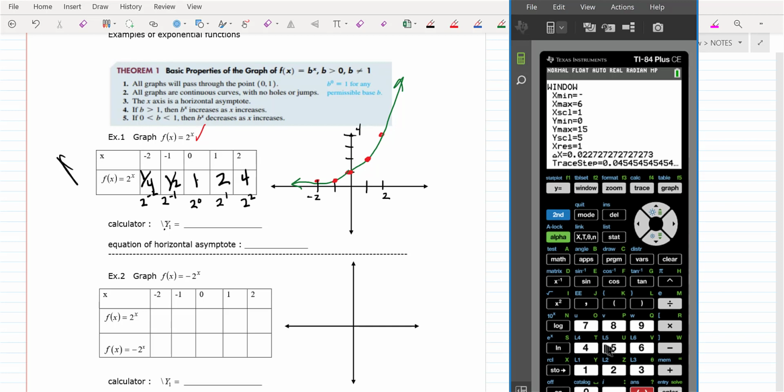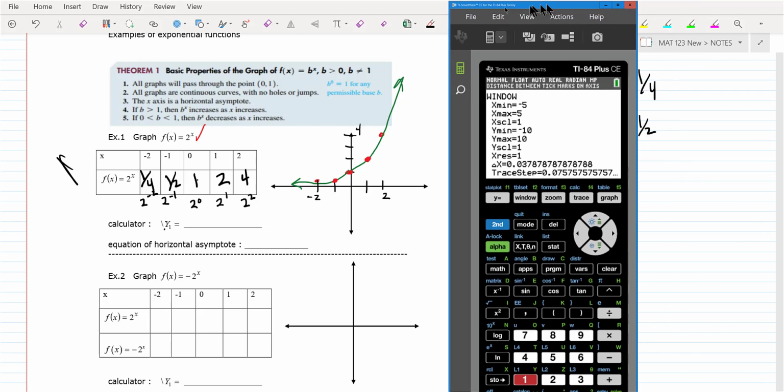I'll tell you what to do on this. Let's go -5 to 5. I'm just picking some numbers on this. And let's go for y minimum, let's go like -10 to 10. And then maybe scale that by 1. Okay, and then we can graph that.